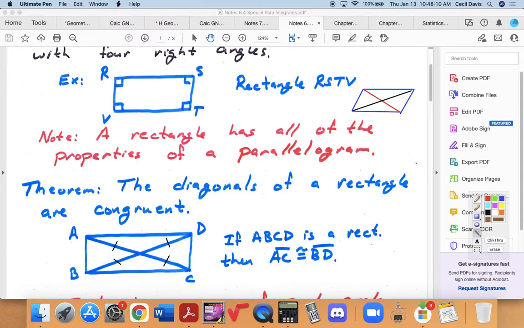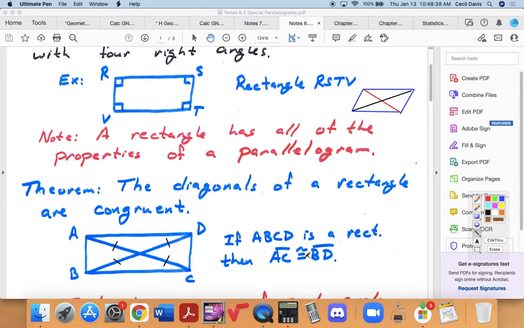Does that mean all 4 triangles? Actually, no, all 4 triangles might be congruent. No, they won't be congruent, but what kind of triangles will all 4 of those triangles be? Isosceles. They're all isosceles triangles, yes. And we're going to make use of that. The top and the bottom triangles will be congruent, and the left and the right triangles will be congruent. Okay?